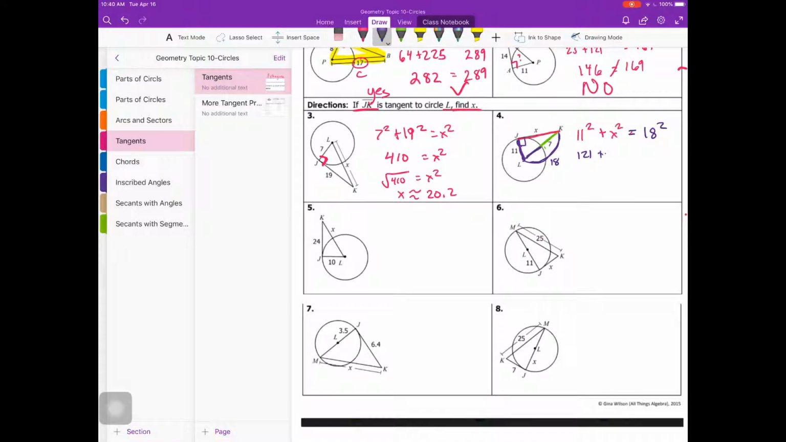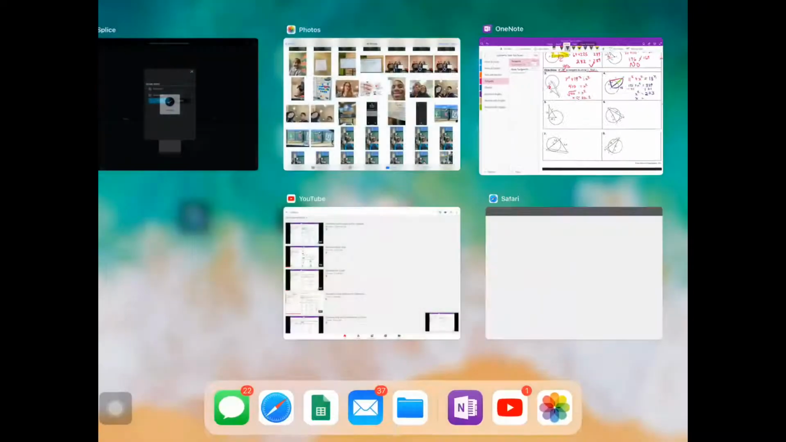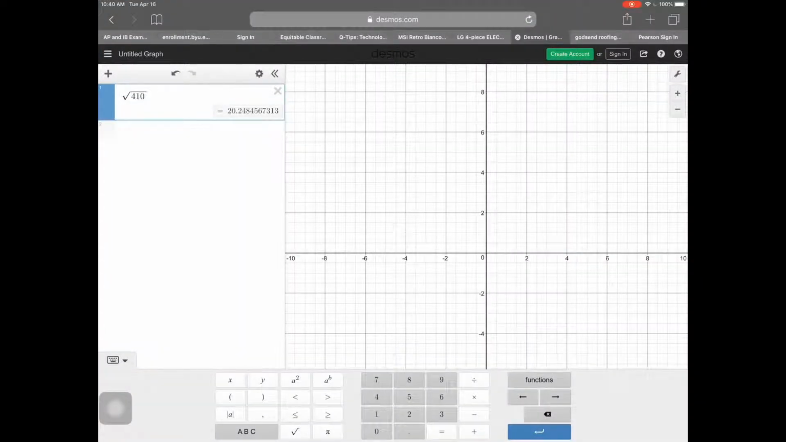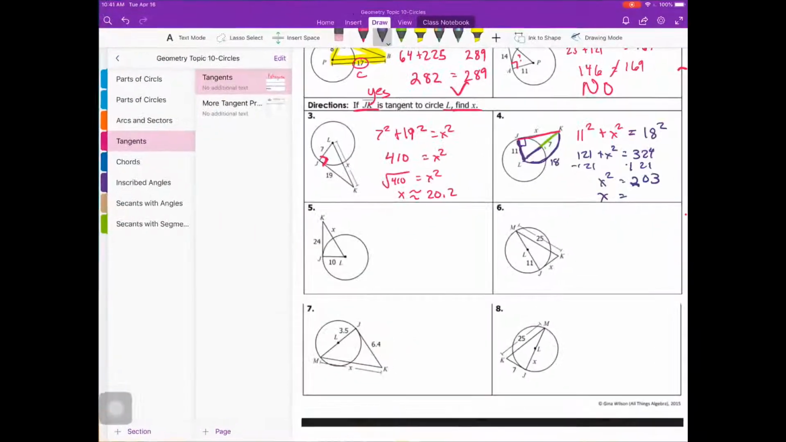So 121 plus X squared equals 324. And then we subtract 121 from both sides. We get X squared is 203. And we're going to take the square root of 203 to get 14.2 approximately.